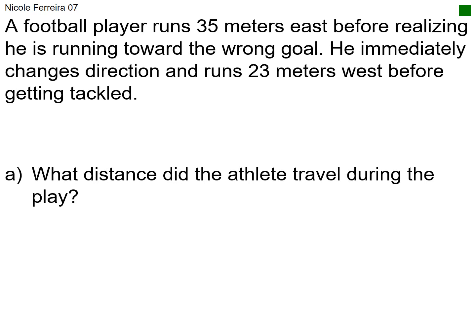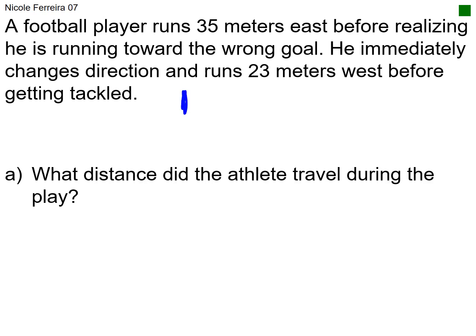A football player runs 35 meters east before realizing he's running towards the wrong goal. So maybe he's like 7, you know, like young kids do this all the time. He immediately changes direction and runs 23 meters west before getting tackled. All right, so let's make just a quick little diagram.